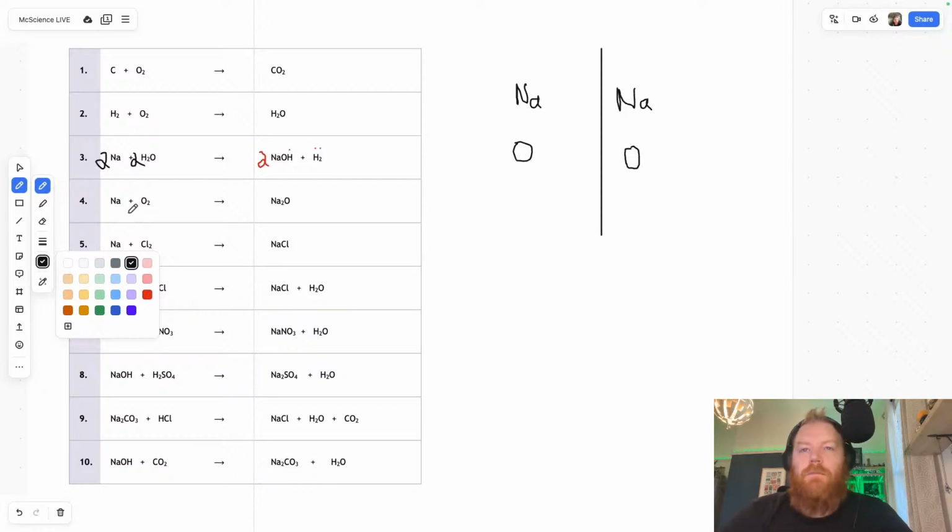We've got sodium reacting with oxygen to make sodium oxide. My question for you, if you can comment below, is what state do we normally find oxygen in?